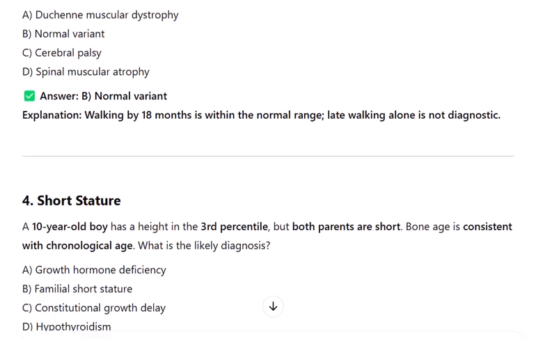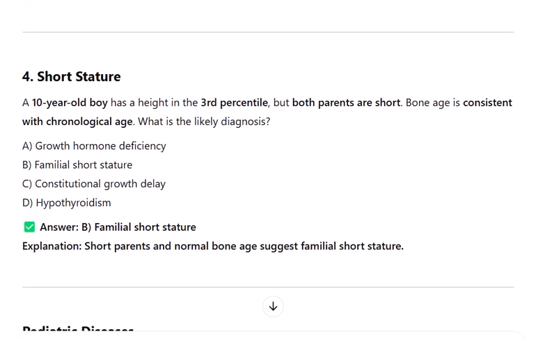4. Short stature. A 10-year-old boy has a height in the 3rd percentile, but both parents are short. Bone age is consistent with chronological age. What is the likely diagnosis? A. Growth hormone deficiency. B. Familial short stature. C. Constitutional growth delay. D. Hypothyroidism. B. Familial short stature. Explanation: short parents and normal bone age suggest familial short stature.